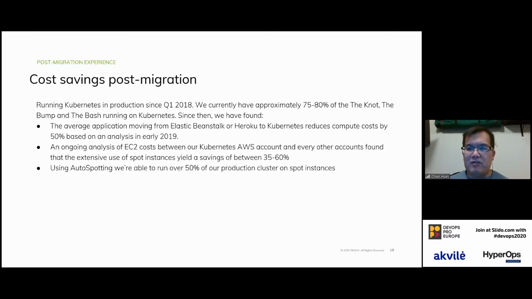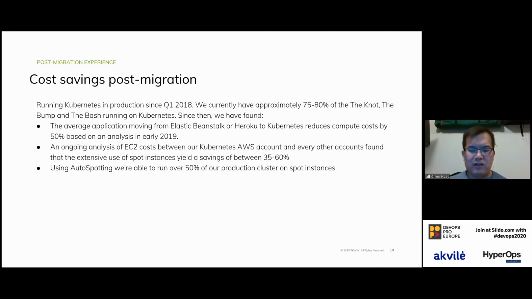So we did an analysis in about a year in 2019, I think in April, of what the reduction is once we had a mass of applications that got moved over, because it's been a gradual build over time. And we found that whether we're moving from Beanstalk or Heroku, the average reduction in compute costs is about 50%. And I think much of that was driven by being able to stack more than one container on the instances. That was instrumental to that 50%.